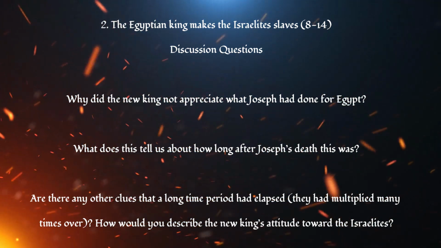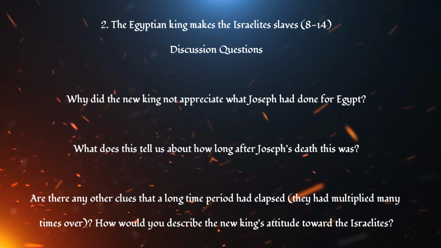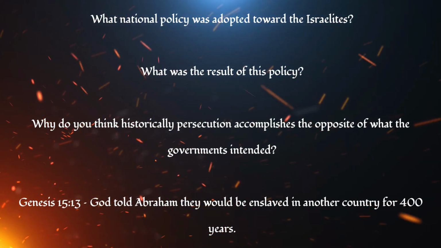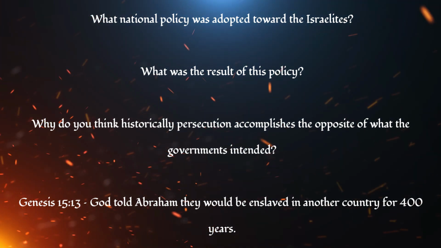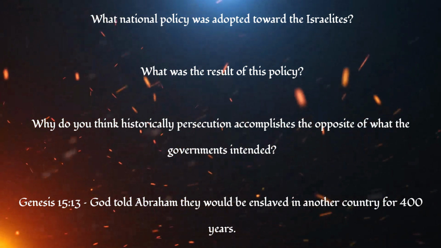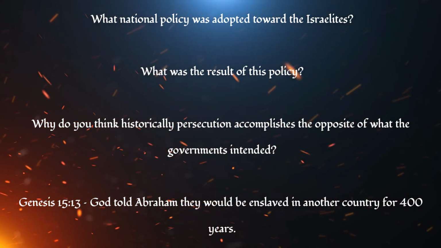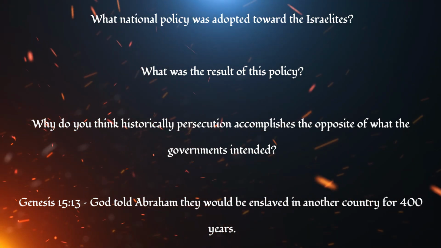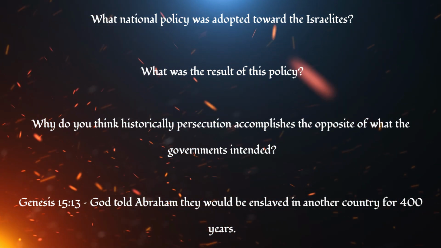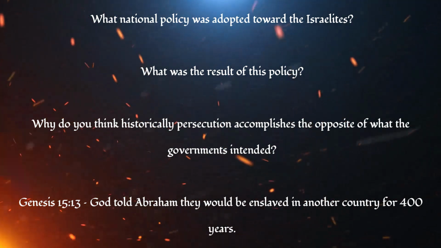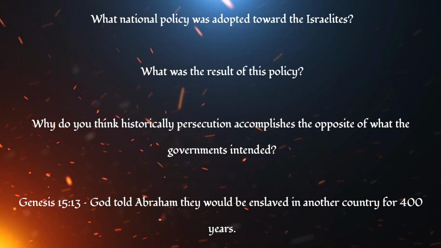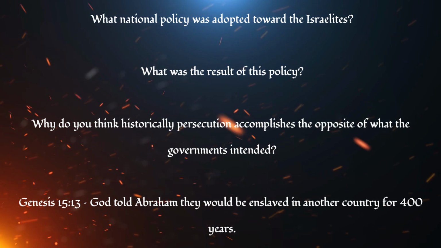How would you describe the new king's attitude toward the Israelites? What national policy was adopted toward the Israelites? What was the result of this policy? Why do you think historically persecution accomplishes the opposite of what the governments intended? Genesis 15:13. God told Abraham they would be enslaved in another country for 400 years.